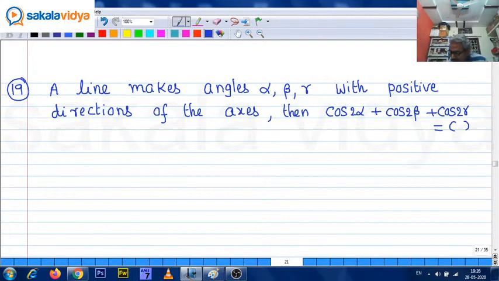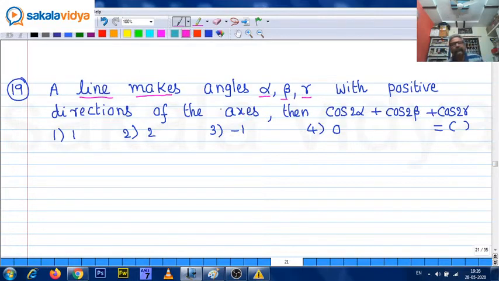It takes time, Pramila. It takes time. Okay, now the first option is 1, second option is 2, third option is minus 1, fourth option is 0. A line makes angles alpha, beta, gamma with the positive directions of the axis. Then cos 2 alpha plus cos 2 beta plus cos 2 gamma we need to find out.